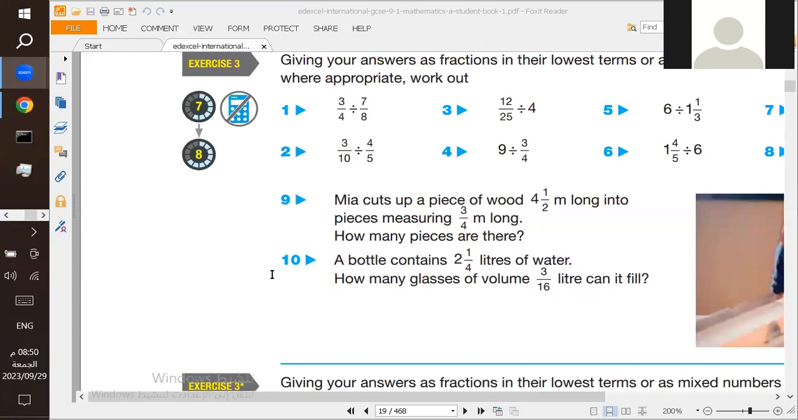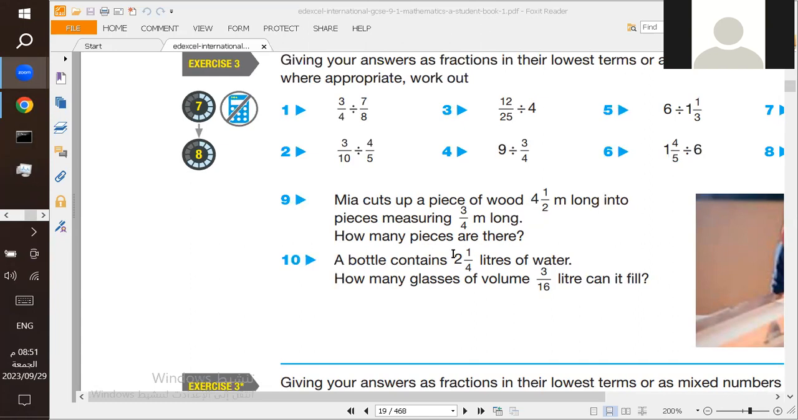Question 10, same idea. A bottle contains 2 and 1/4 liters of water. How many glasses of volume 3/16 liter can it fill? Same idea, dividing. We tell it to divide this one, and turn this into improper. Then we follow keep, change, flip. Keep, change, flip. As I told you, we're not going to answer every single question, because they have the same steps. Try to do them on your own.